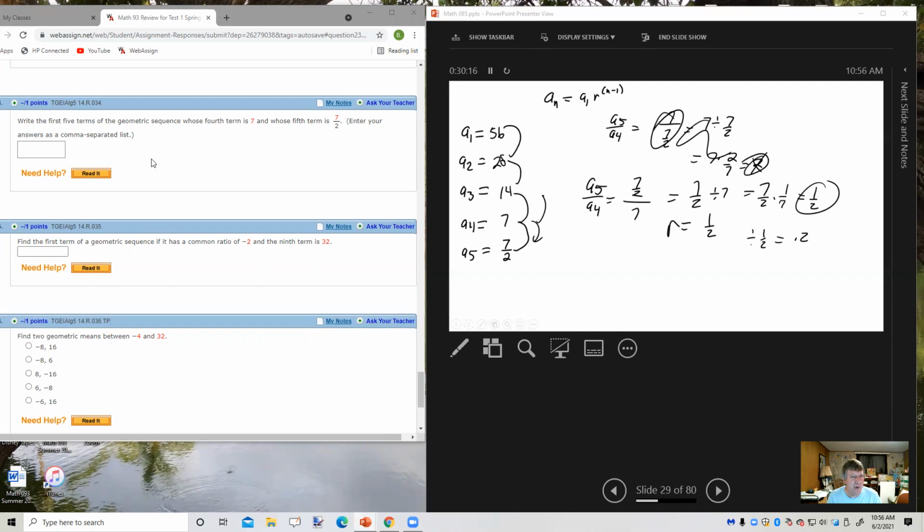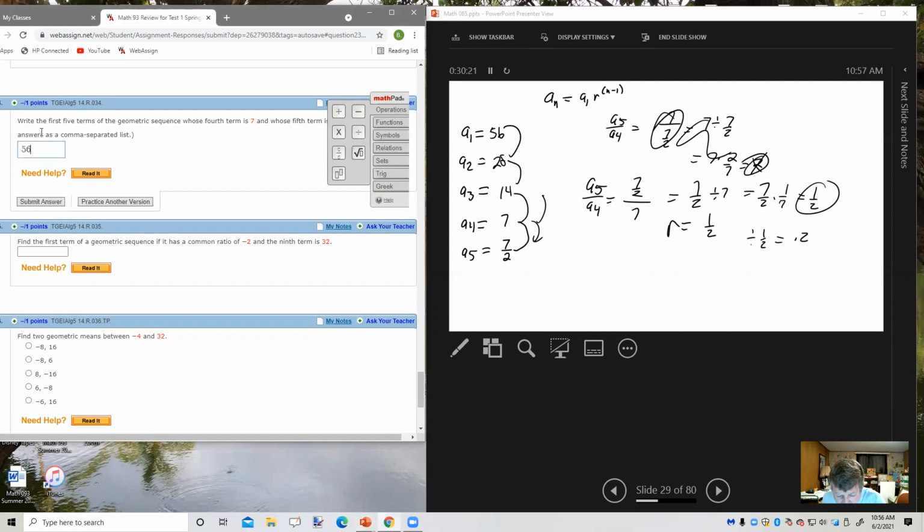So tricky problem there. All right, write the first 5 terms separated by a comma. So 56, comma, space, 28, comma, space, 14, comma, space, 7, comma, space, 7/2.